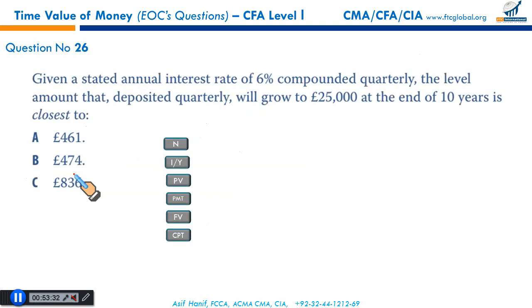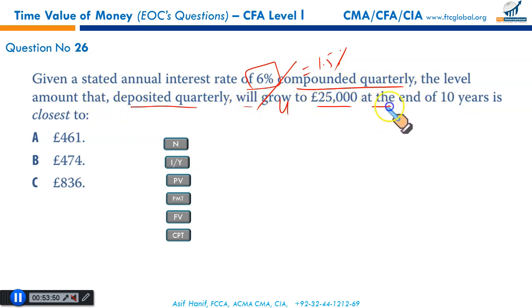All right, question number 26. Given a stated annual interest rate of 6%, compounded quarterly, divided by 4 gives 1.5. The level amount that, deposited quarterly, will grow to 25,000 at the end of year 10.